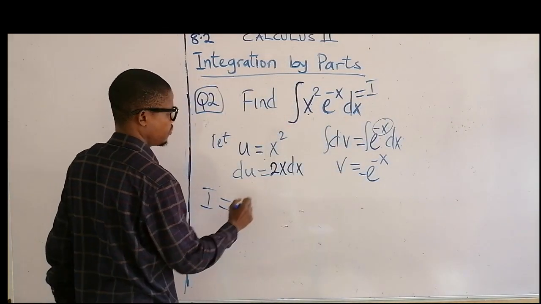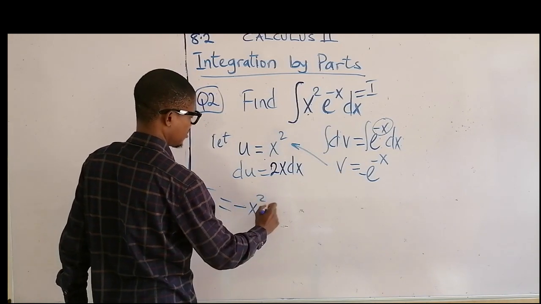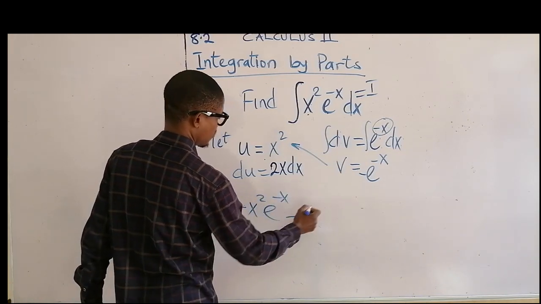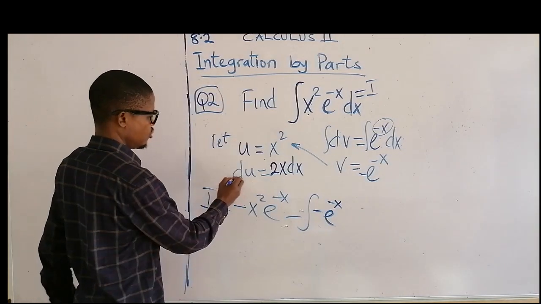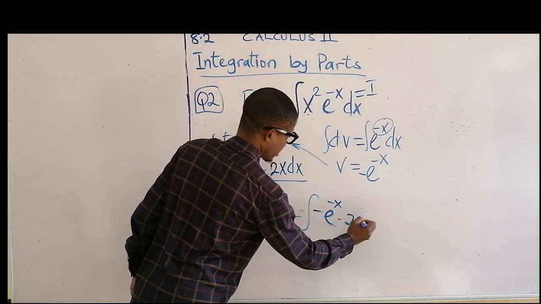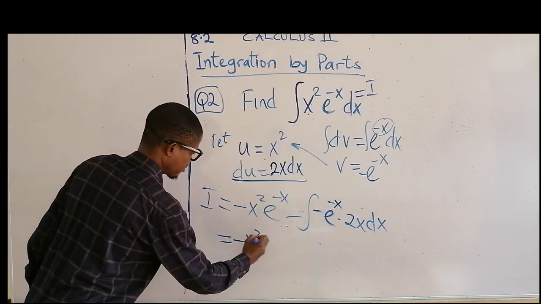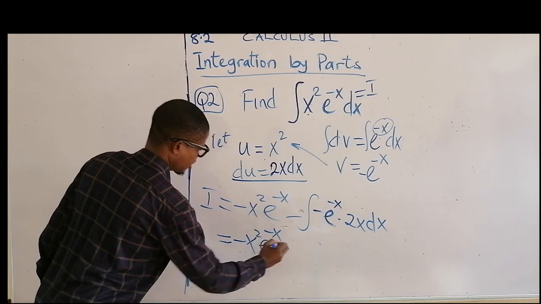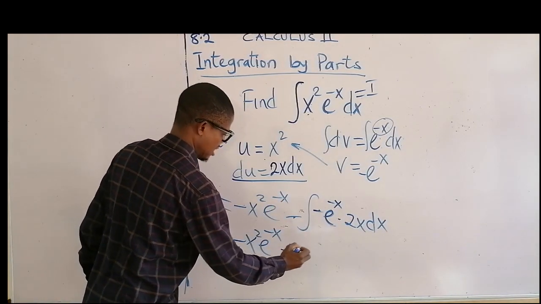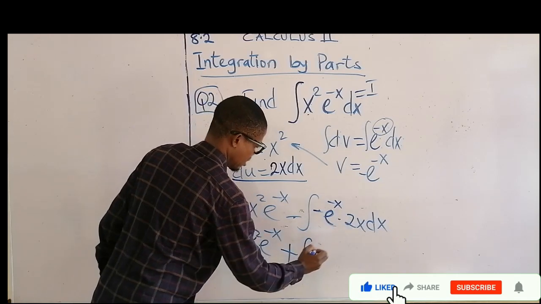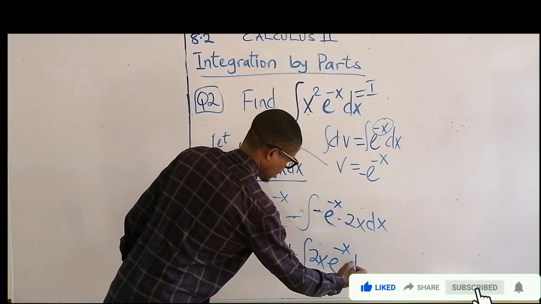So I is equal to uv, which is what? Minus this times this, then minus integral of v, my v is what? Minus, times du. My du is what? 2x dx. Then this will give us minus x squared times exponential to the power minus x. Minus times minus, that's a plus. Then integral of this one and this one, that will be 2x times exponential to the power minus x dx.